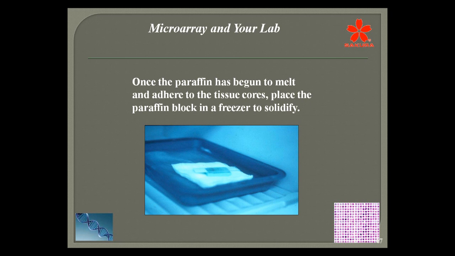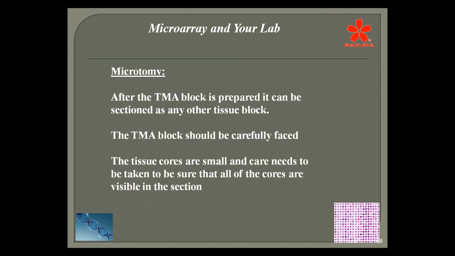Now, once your paraffin has begun to melt and it adheres to the tissue cores, you'll want to remove it from the oven and place it in a freezer to solidify just like you would any other paraffin block so that you have maintained its stability and it is solid. Then you'll just take the slide off and it comes off very, very nicely. The cores should not stick to it at all because they're well adhered together in the paraffin block.